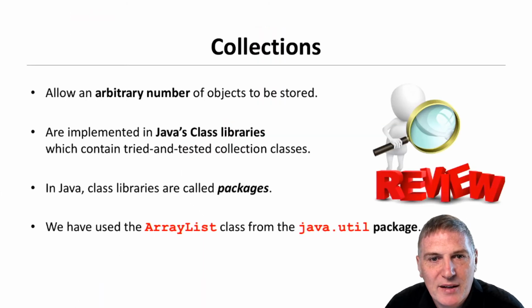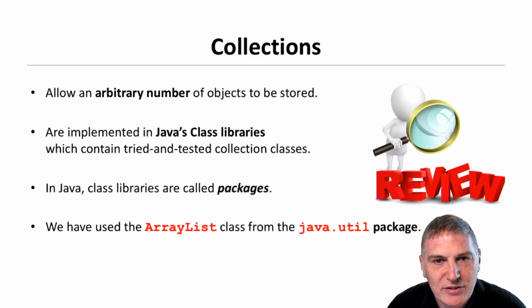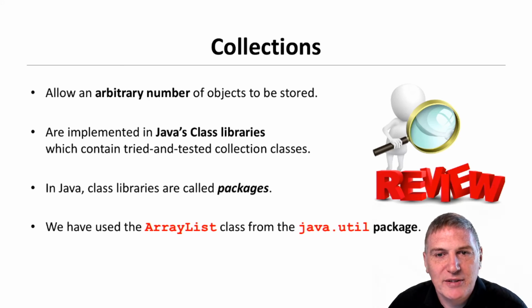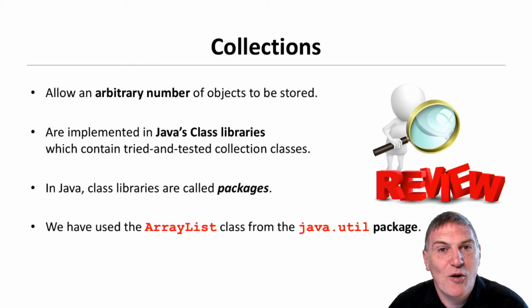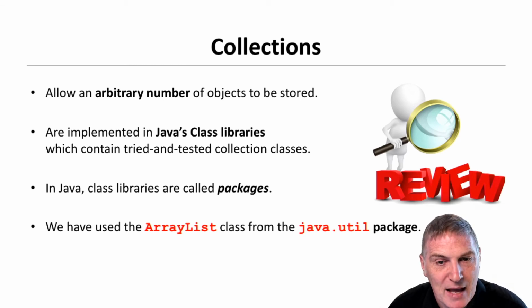Okay, so let's take a look at what we've been working our way through. We're talking about collections. Collections allow an arbitrary number of objects to be stored. By that we mean you don't have to specify up front how many. Collections are implemented in Java's class libraries, which contain tried and tested collection classes. In Java, class libraries are called packages. And we've used the ArrayList class from the Java util package.